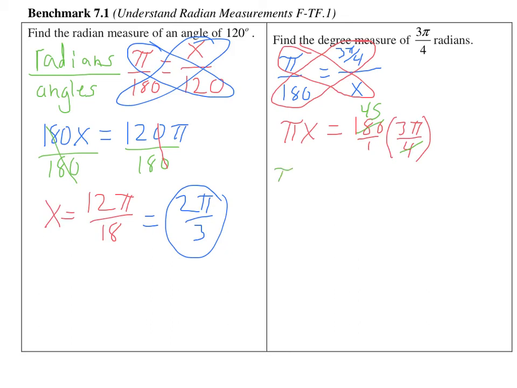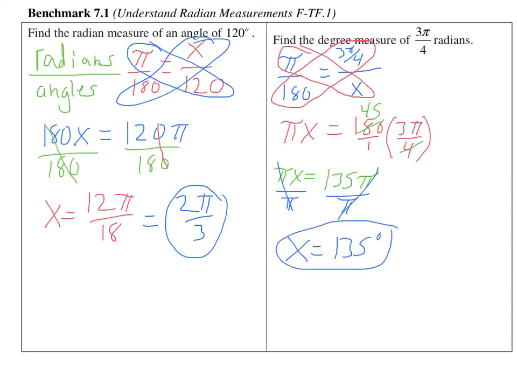So I now have pi x is equal to, and what's 3 times 45? 2 times 45 is 90. 3 times 45 is 135 pi. Now, how do you get x by itself? Yeah, you divide by pi. So what does x equal? 135. And isn't that what we're looking for, the degree? And if you looked at the unit circle, isn't 3 pi over 4 the same as 135 degrees?